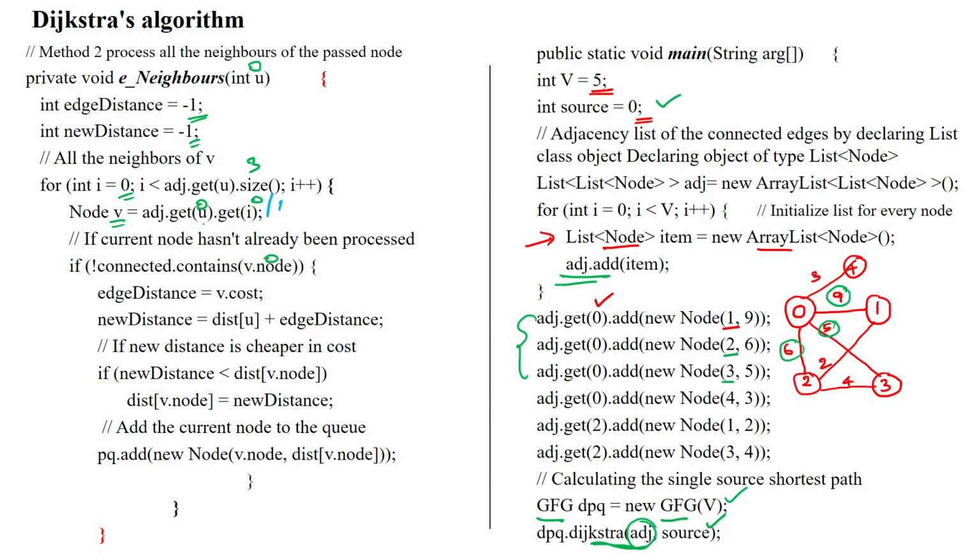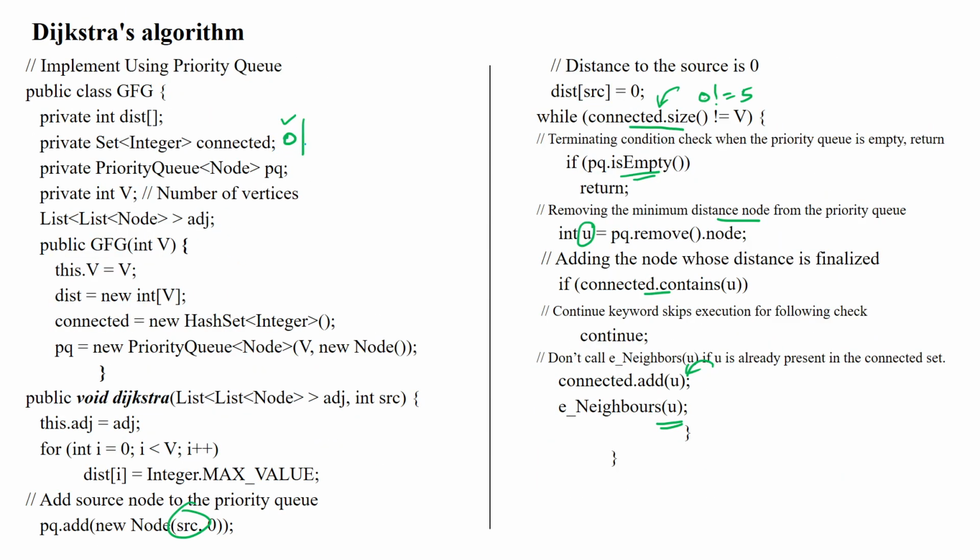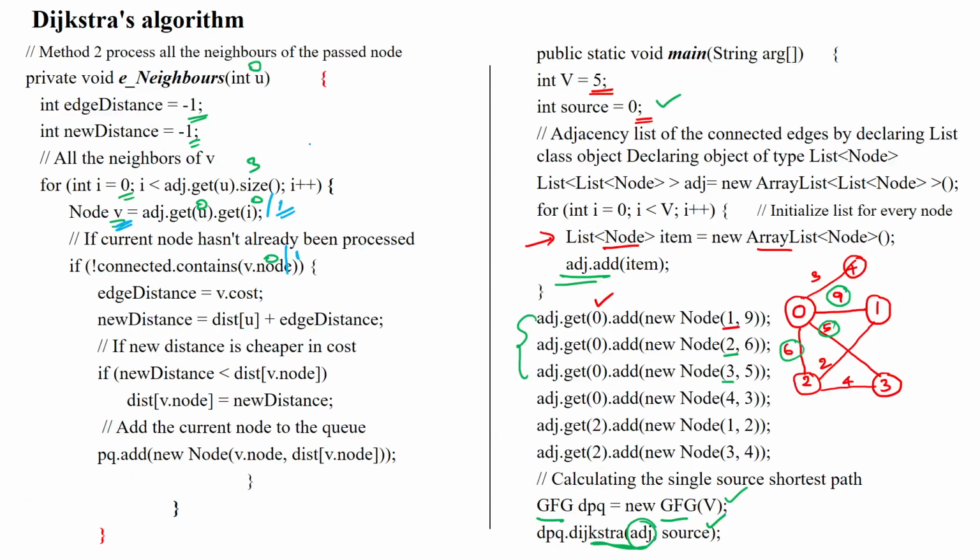So adjacent dot get of 0 of 1. So 0 to 1. Here v dot node is 1. And look at here, v is now 1, right? So not connected contains 1. You look at that, yes, it is not connected, not having the 1 in the connected. So then we have to find out v dot cost. V is here 1, right? So v dot cost is here 1, right?